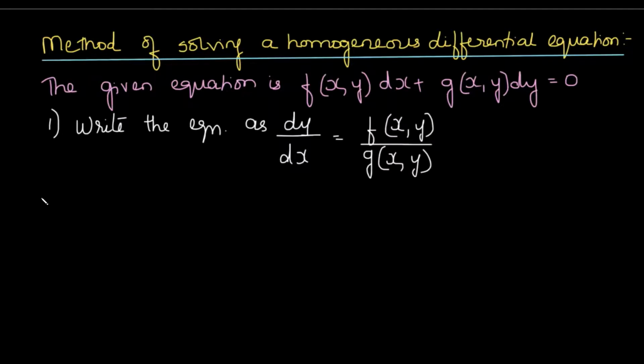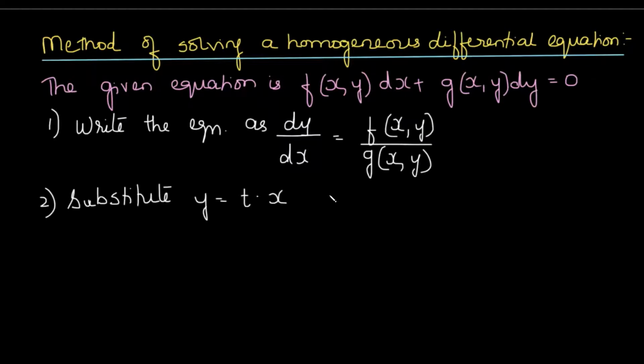Then in the second step, substitute. Always the substitution is going to be the same in this case. As far as possible, the substitution step is going to be the same. What is it going to be? It is going to be this way. That is, substitute y is equal to tx.